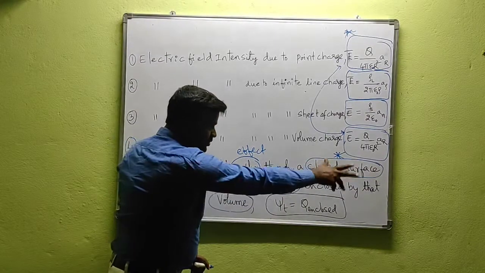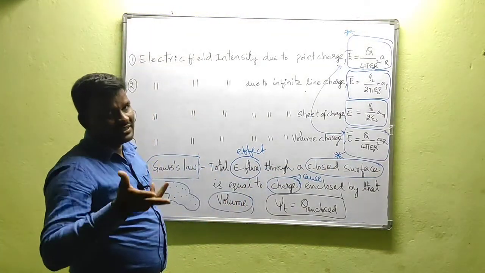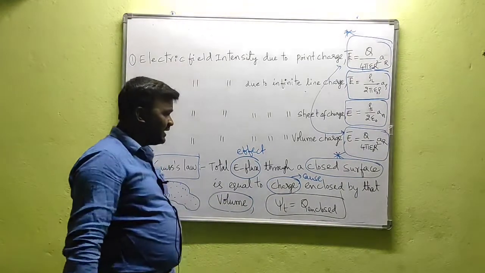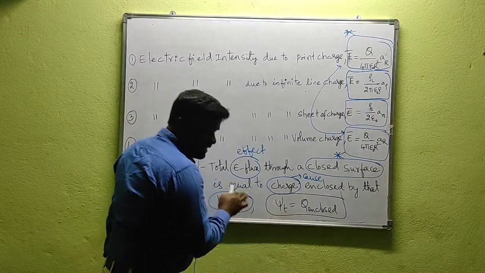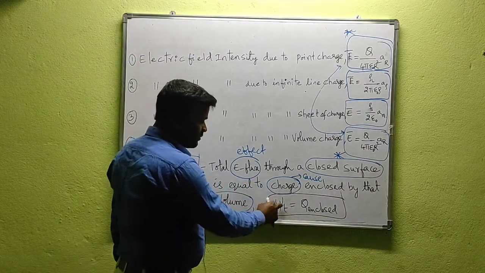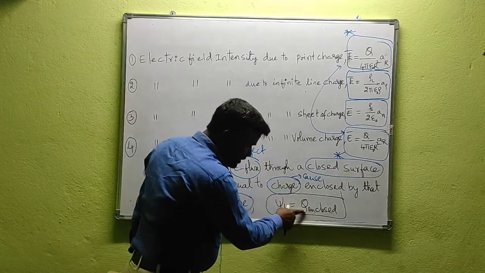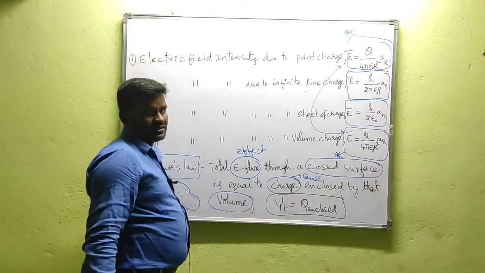Of course, it also relates the closed surface and the volume. We know that a closed surface defines an enclosed volume. Mathematically, this Gauss law can be written like this. What is this psi? Psi means electric flux. Psi t means the total electric flux through a closed surface is equal to the charge enclosed by the volume. This is all about the statement of Gauss law.